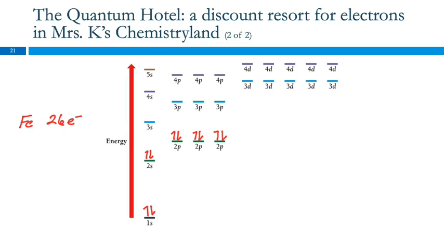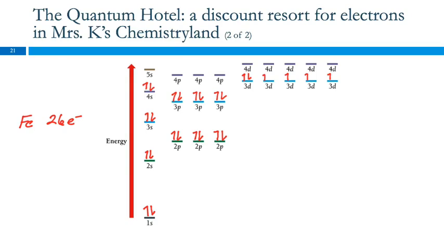And then electron number 11 has to go up here. And then 12, 13, 14, 15, 16, 17, 18, 19, 20, 21, 22, 23, 24, 25, and that last one is going to share that first bed there. So that's how we fill them in, and then the electron configuration is just a shorthand describing what's going on here.